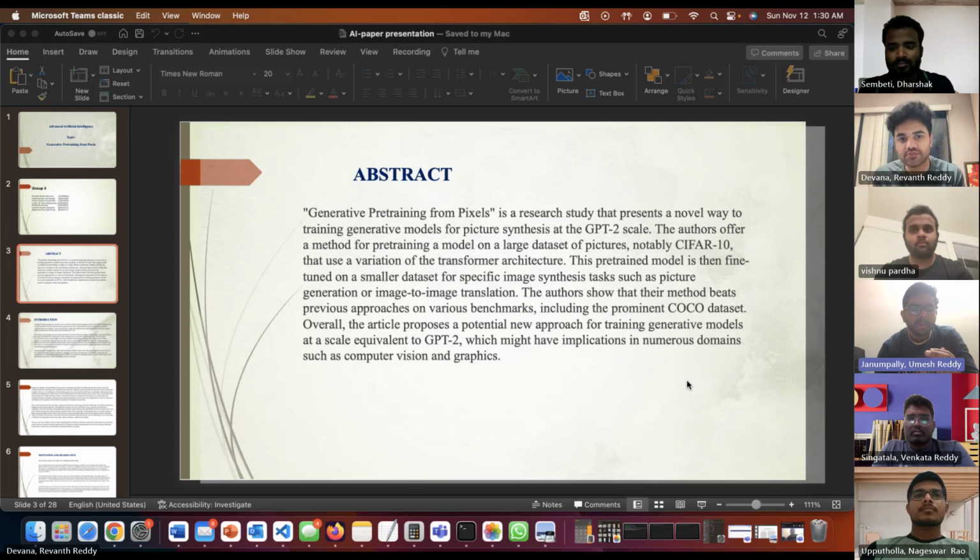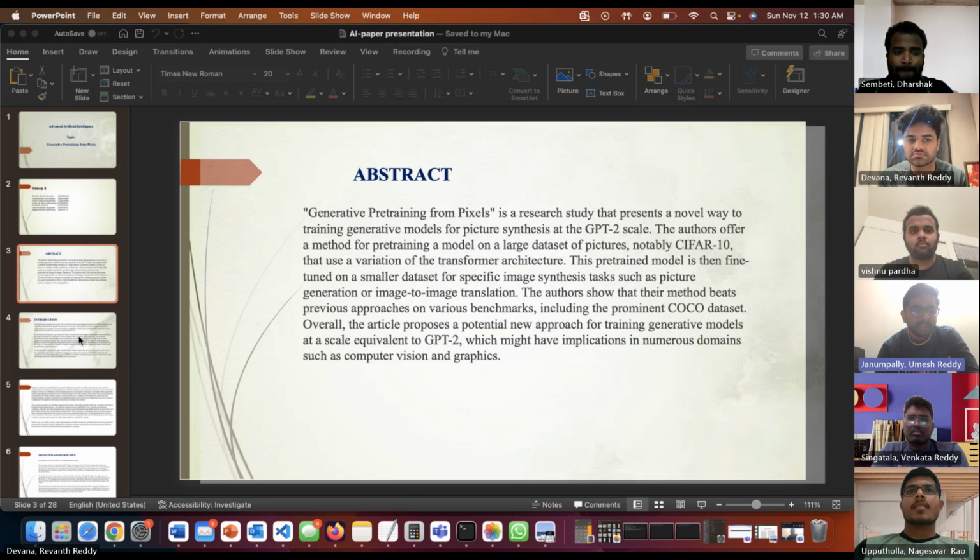use a pre-trained model on a large dataset of pictures, for example CIFAR-10, with a variation of a transformer architecture. This pre-trained model is then fine-tuned on a smaller dataset for specific image synthesis. The authors show that their model beats previous approaches on various benchmarks, including the prominent COCO dataset. Overall, the article proposes a potential new approach for training generative models at a scale equivalent to GPT-2, which might have implications in numerous domains such as computer vision and graphics.